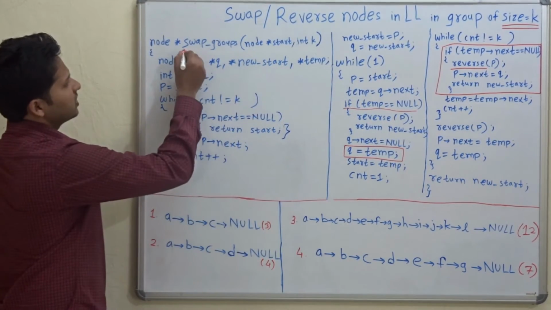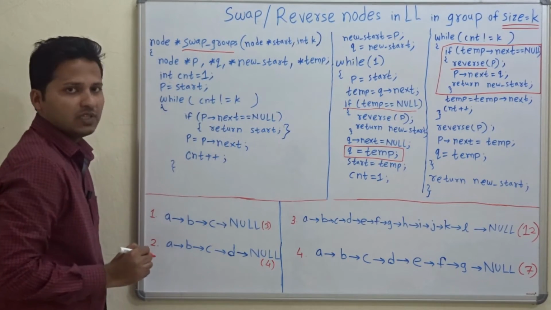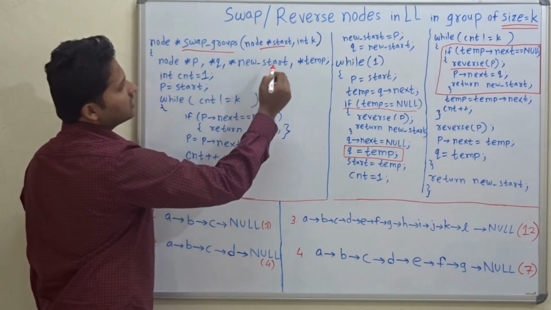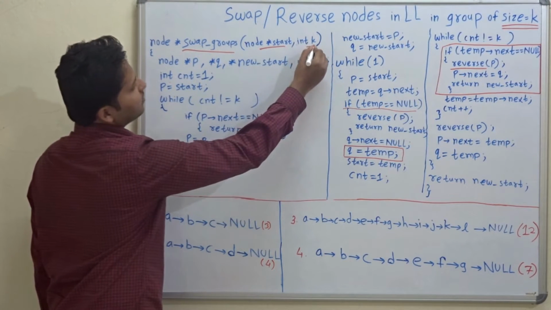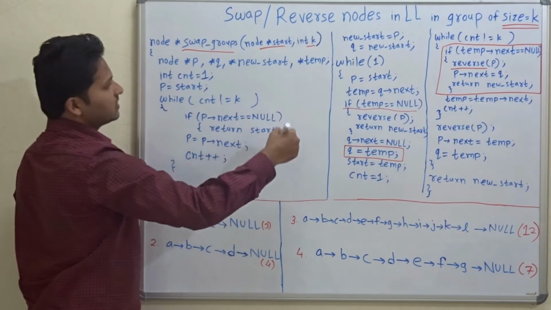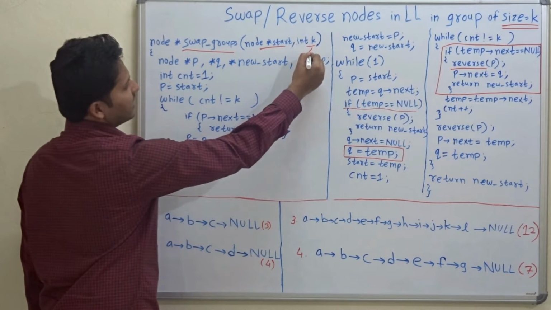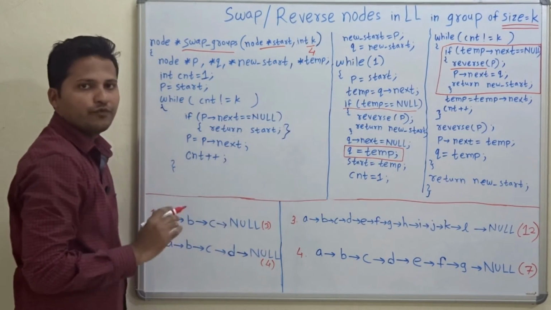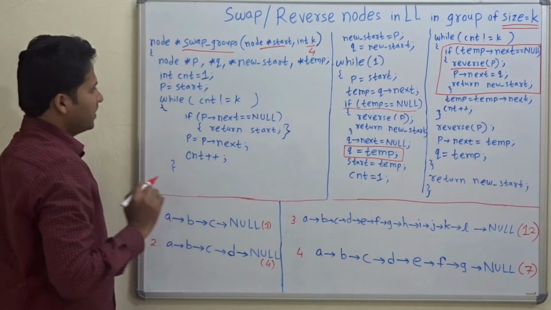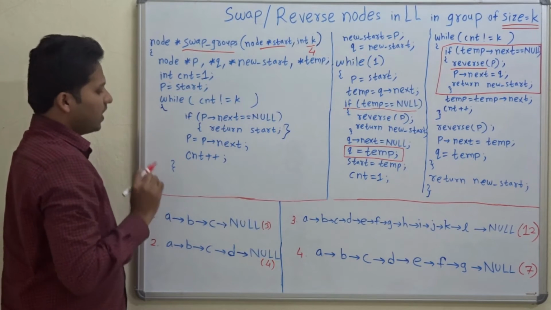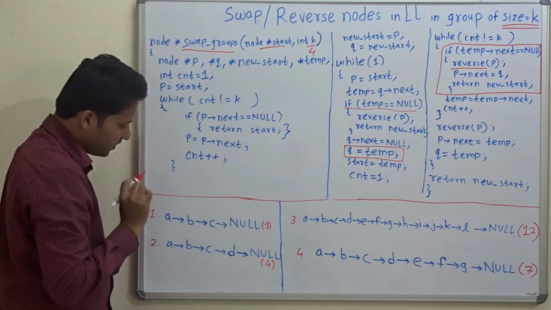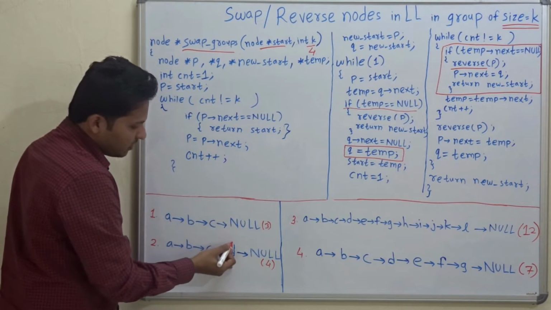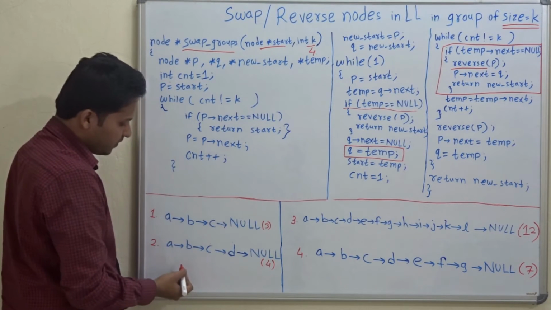The name of the function is swap groups and there are two parameters. One is the starting of the linked list and the other is the group size. In this example we are taking the group size as 4, which means k is equal to 4. So let us start. As I told you in the video, we have to reach the kth node of the original linked list.